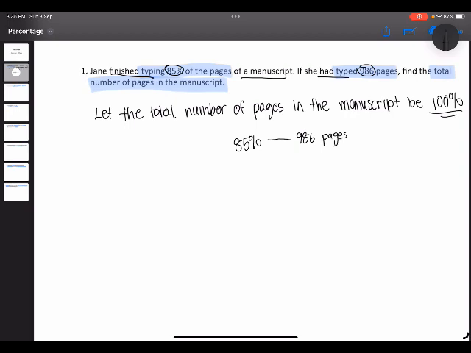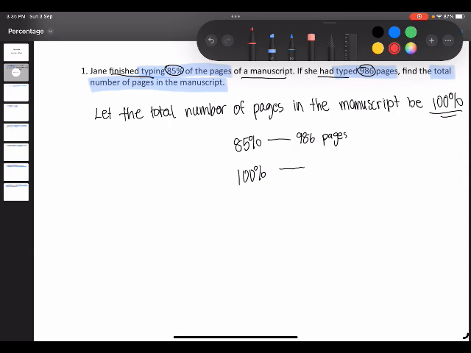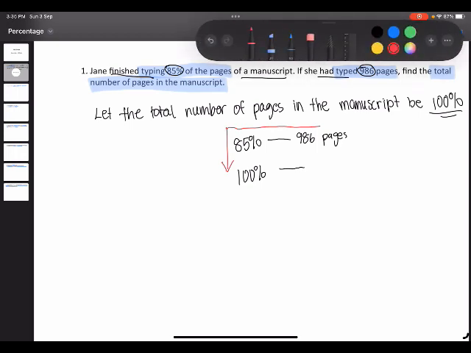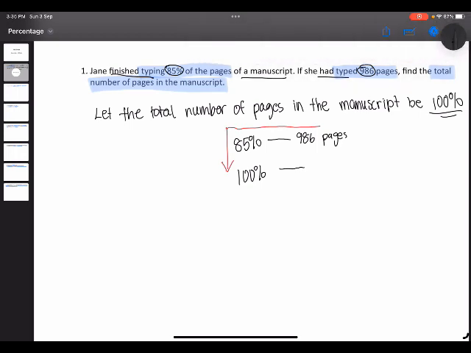So in order to find 100% of the pages, we use this arrow, which goes in this direction. 986 over 85 into 100. In case you're lost, the straight line shown here involves the divide sign, and when it goes down, it involves the multiply sign.